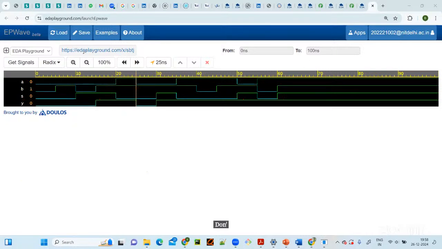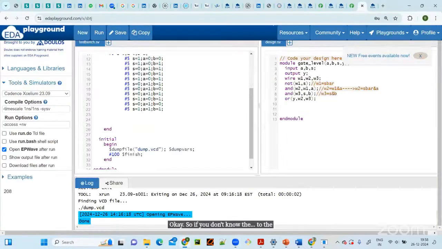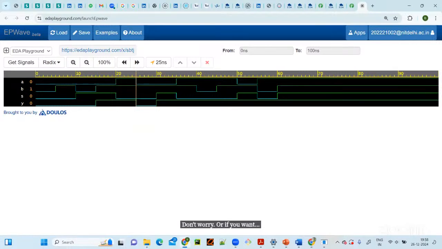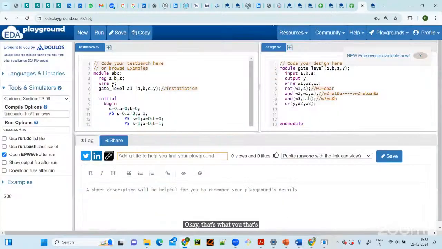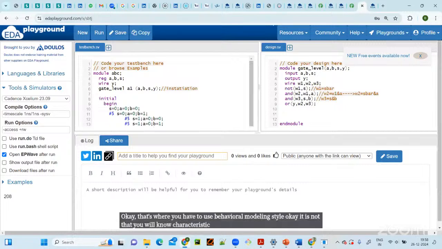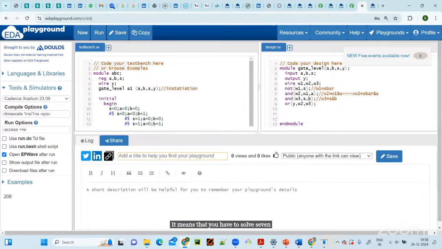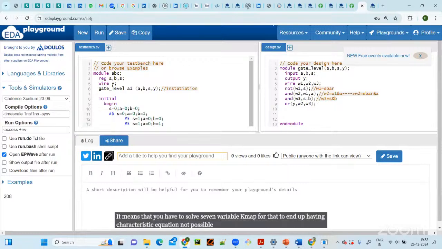Sir, if you don't know the output characteristics, then how? Question from Sandeep Bangala. If I don't know the output characteristics, that is where you have to use the behavioral modeling style. It is not that you will know the characteristic equation for everything. For example, a 128 cross 1 mux: have you ever seen any characteristic equation for that? You would have to solve a 7-variable K-map to end up with a characteristic equation. That is not possible. That is where the beauty of behavioral modeling starts.